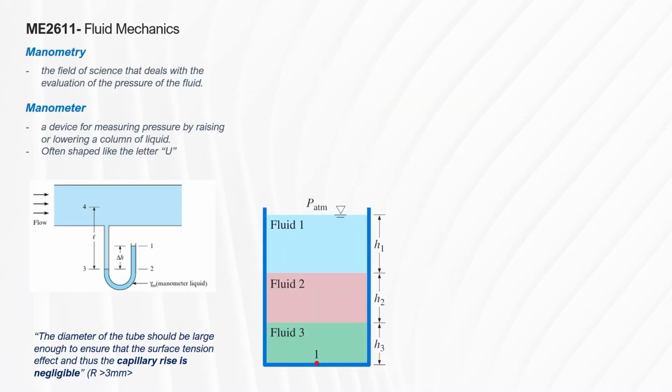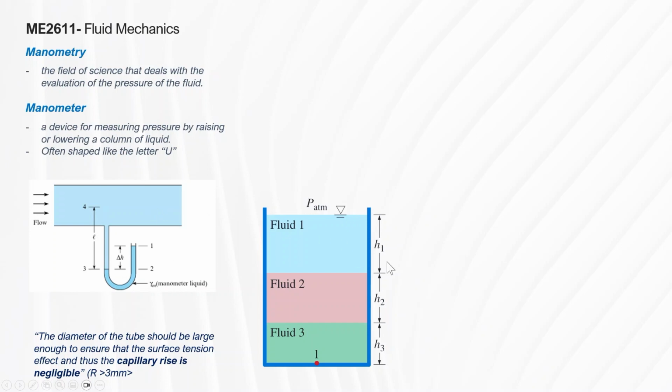Okay, and dito naman tayo, ang kagamitan na ginagamit natin is manometer to measure yung pressures natin. And manometry here is very important kasi it's a field of science that deals with evaluation of pressure of fluid. Manometer yung device na ginagamit for measuring yung pressure by raising or lowering volume, and often in the shape of U. Now, normally hindi na natin iniisip yung capillary guys kasi the diameter of the tube should be large enough to ensure that surface tension effect and thus the capillary rise is negligible. R should be greater than 3 mm.